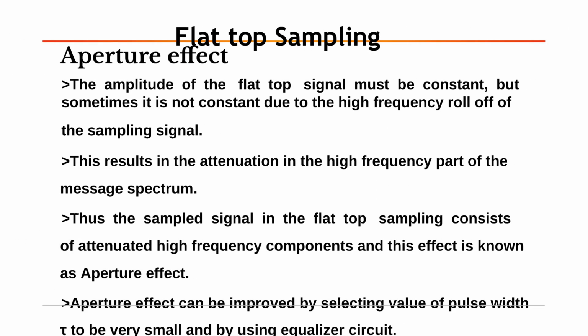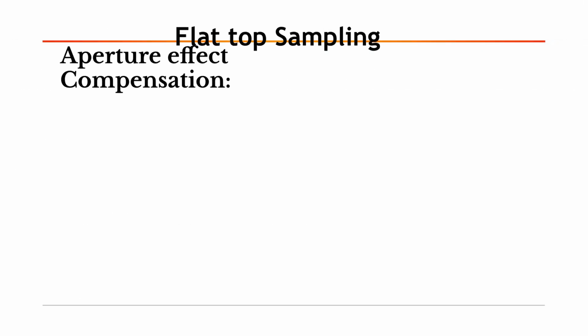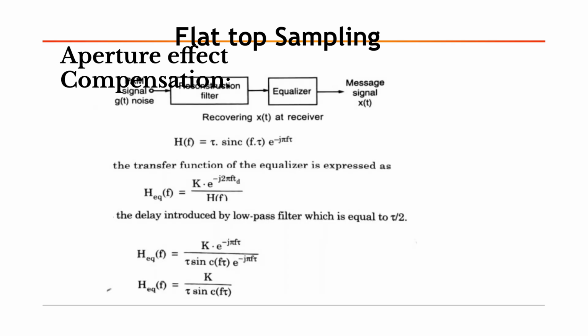The aperture effect results in high-frequency attenuation in the message spectrum. To minimize this, the pulse width tau should be very small. An equalizer circuit can also be used for compensation. Aperture effect compensation involves using an equalizer, H_EQ(f), at the receiver. This equalizer compensates for the frequency roll-off caused by the rectangular pulse shape.